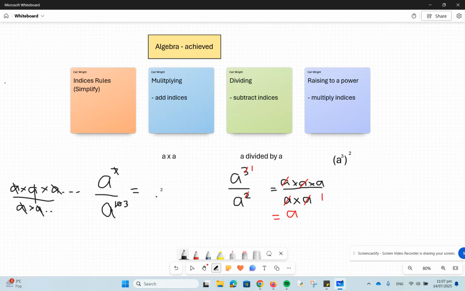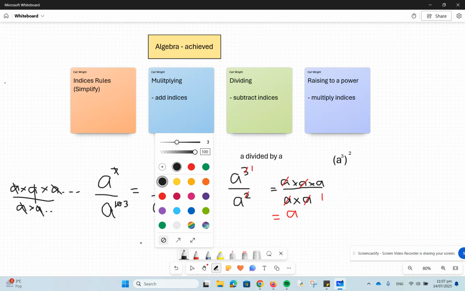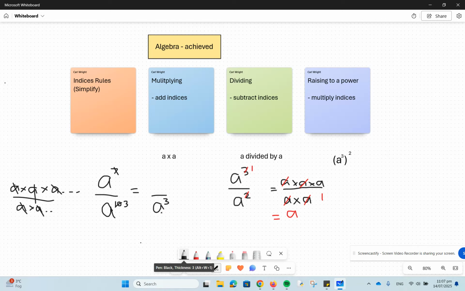So can I just write this? A to the 3. Hold on a minute. Just delete that little thing there. Sort of in the way. Can I just write that? A to the 3 and 0? No, I can't do that. Because is it 0? Remember, it's not 0, is it?